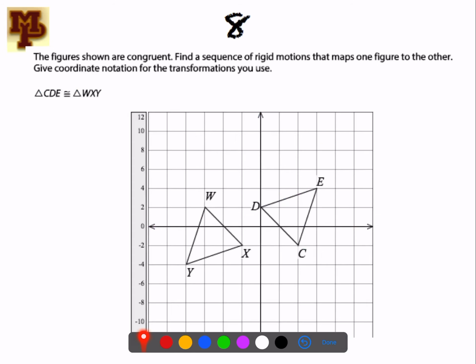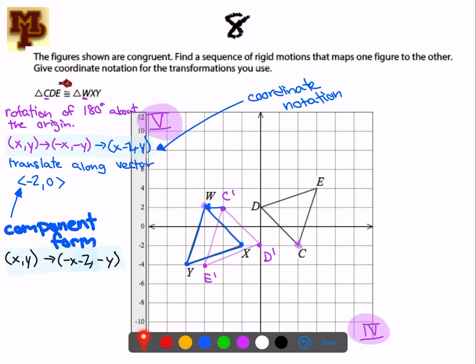All right, number 8, go ahead and pause the video if you'd like, try this one out, and then we'll do it together. Okay, looking at this one. So, to get started, we want to map C onto W. So looking at this, C needs to go to W. So I can't just do a reflection here, a translation or anything. We must do a rotation in order to map C onto W.